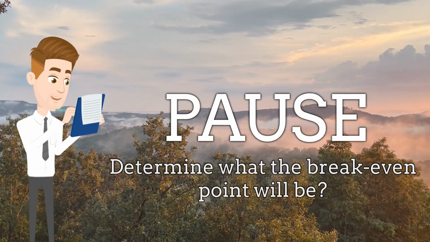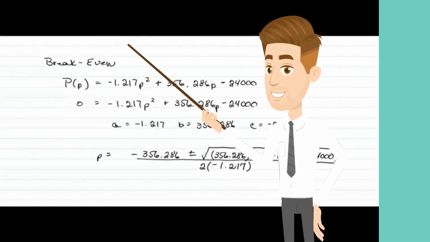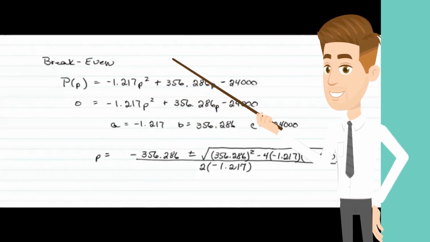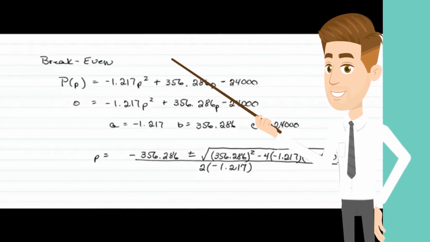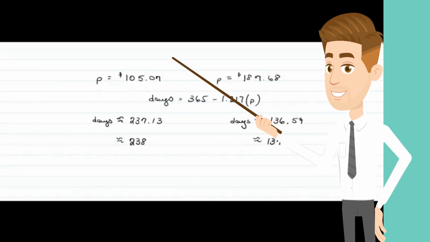Pause the video. Determine what the break-even point will be. Our break-even point is where our profit function is equal to 0. By setting it equal to 0, we're able to use the quadratic formula to find, what we're finding is the x-intercepts, but we're finding the prices that allow us to break even. We see here that we get a price of $105.07. Plugging that back into our days function, we see that it would take 238 days of renting for $105 for us to break even.